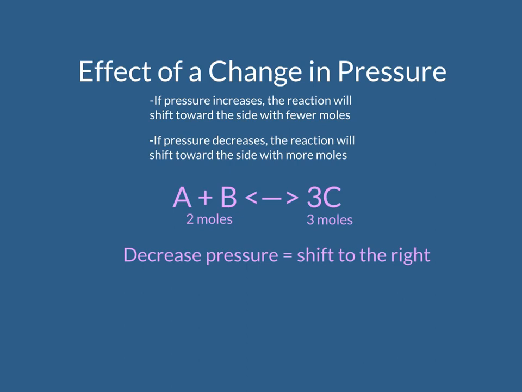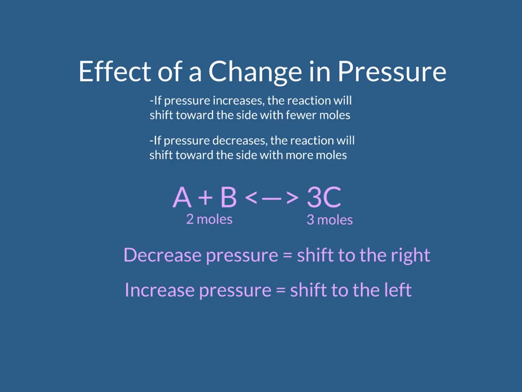So in response, the reaction is going to shift to the right because it wants to have more collisions, so it's going to shift towards the side with more moles. If we decrease our volume and increase our pressure, we're increasing our collisions, so the reaction is going to want to decrease the number of collisions by shifting towards the left, the side with fewer moles.